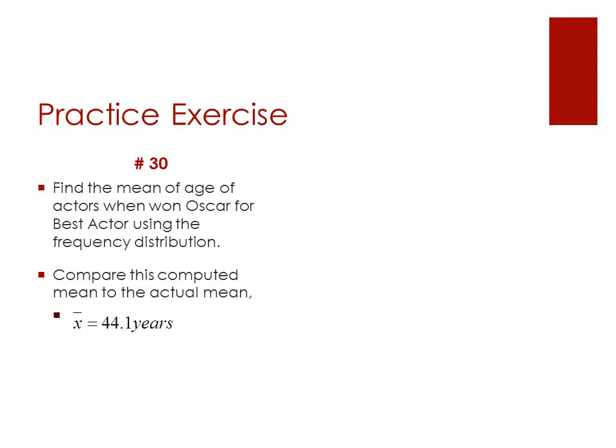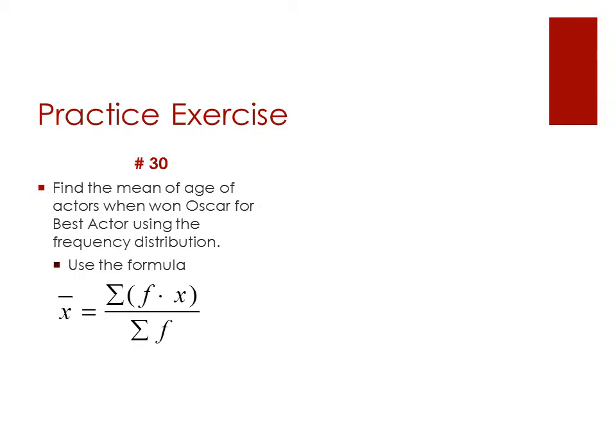Here we're looking at finding the mean age of the actor when they won an Oscar for Best Actor Award using the frequency distribution that we've already computed earlier in the semester when we were working with the other data. So we're going to take this and compare the computed mean that we get to the actual mean of 44.1 years old. We're going to do this by using the formula here. So here we see our formula for calculating the mean from the frequency distribution.